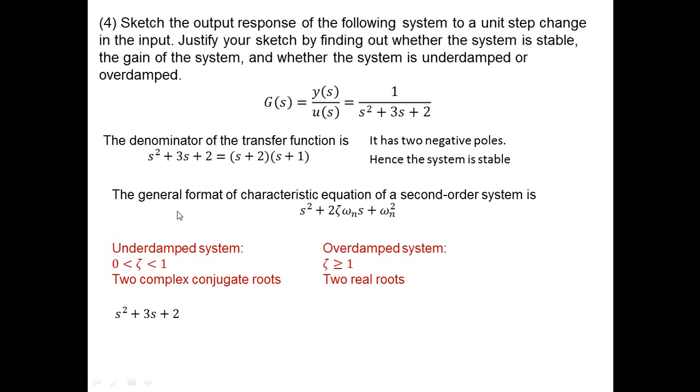characteristic equation. If I compare this characteristic equation with this general format, I see that my omega n squared is 2 and 2 zeta omega n is 3. So in the first one, I calculate omega n, which will be equal to root 2, and then zeta or damping ratio will be 3 over 2 omega n, or equal to 3 over 2 root 2, which is bigger than 1. So it means that the system is overdamped.